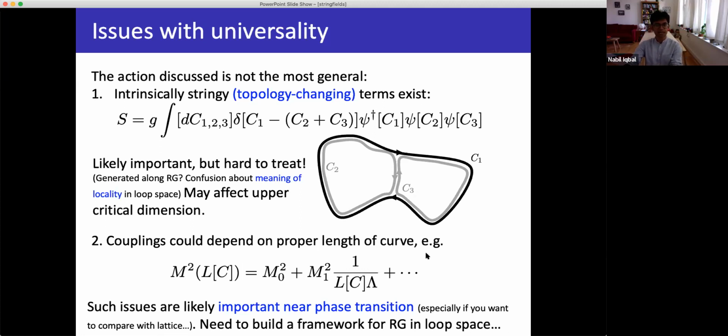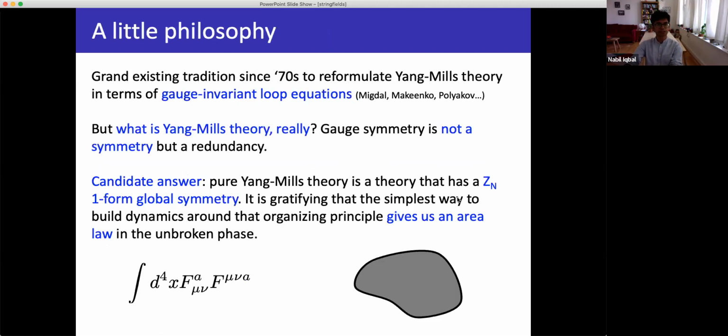Okay, I'm almost out of time, so let me just conclude with one brief philosophy slide, and then I'll summarize. Here's a little bit of philosophy. There's a grand tradition from the 70s to reformulate Yang-Mills theory in terms of gauge invariant loop equations. People like Migdal, Makeenko, Polyakov, and so on have tried to reformulate things in terms of loop equations. That's a great thing to do, and it's a very beautiful subject.